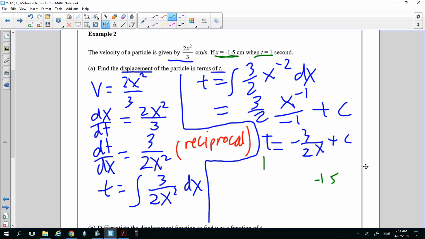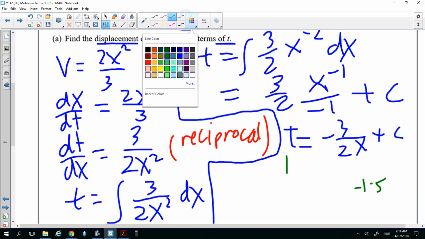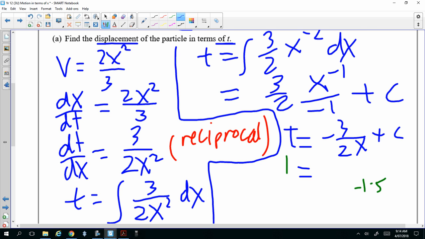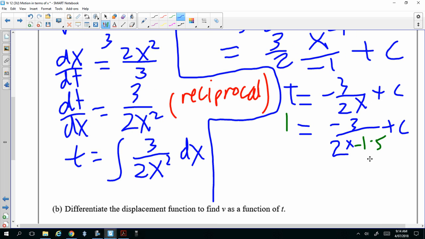Okay, let's do that. So negative 3 over negative 2 times that, plus c. 2 times negative 1.5 is negative 3, so they cancel. You get 1. So you get 1, so c is 0.